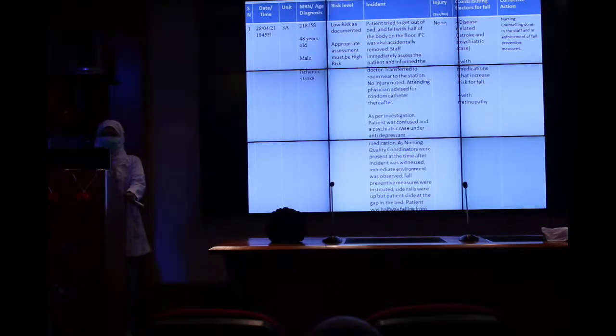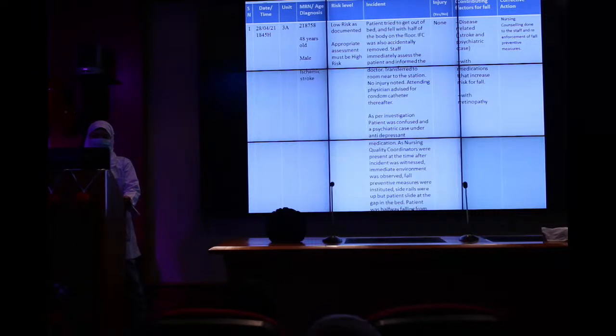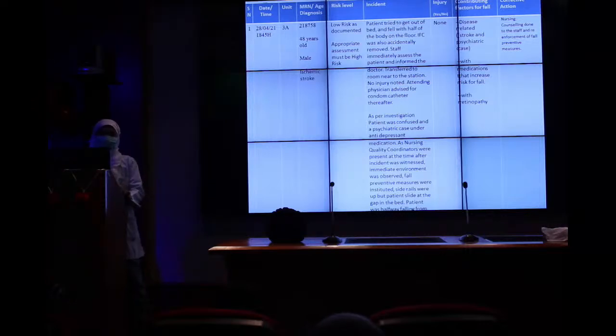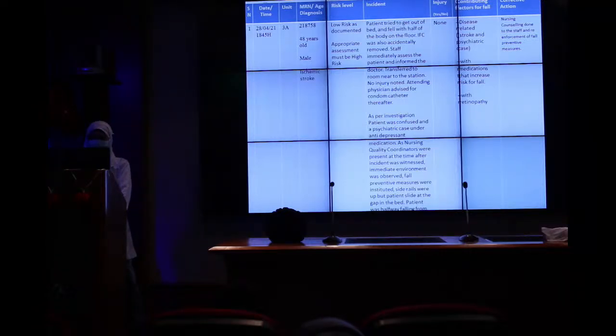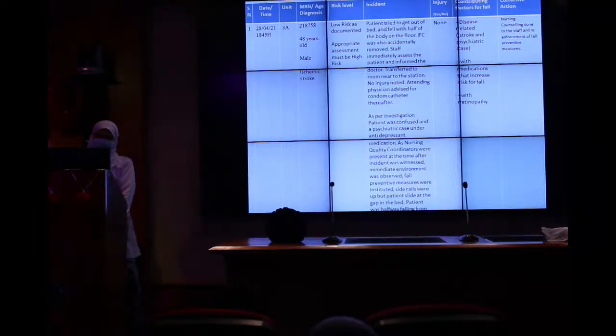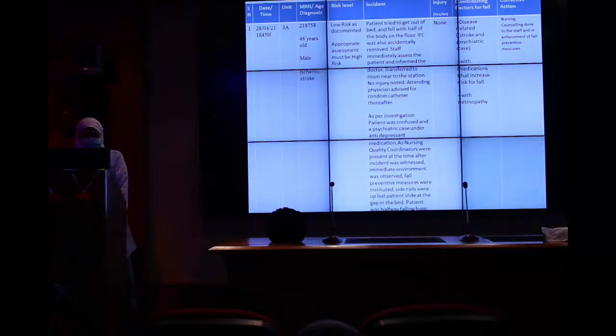So now we are going to present to you this case presentation for the incidence of fall that has happened in my area. This happened on April 28, 2021 at 6:45 in the evening. This is a case of stroke, a 48-year-old male patient. He was admitted due to right leg pain and with history of DM, hypertension, and psychiatric disorder. For the risk level for this patient, from the previous shift, he was assessed as high risk for fall. But during the shift when the incident happened, the patient was assessed by the nurse as low risk.